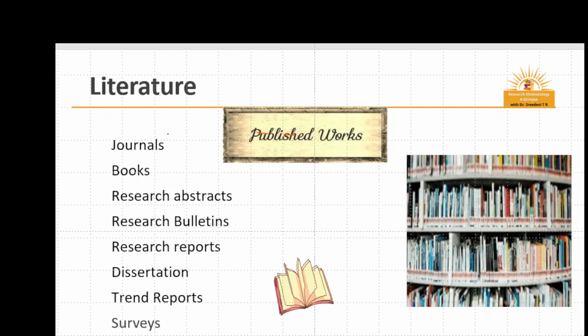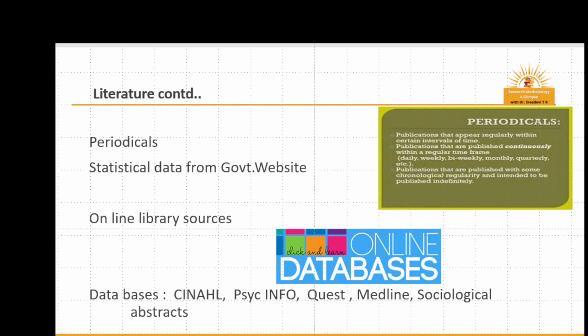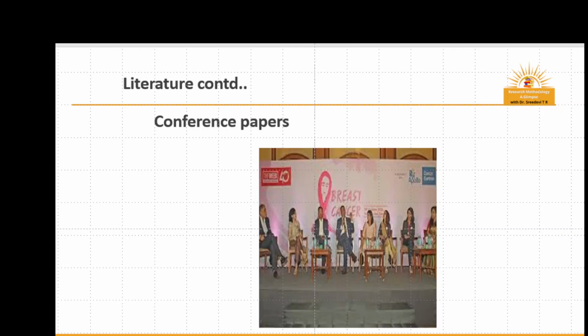So published works, journals, books, research abstracts, research bulletins, research reports, dissertation abstracts, trend reports, surveys, periodicals, statistical data from government websites, online library sources, databases like Psychlit, PsycInfo, Quest, Medline, sociological abstracts, conference papers, all these are rich sources of research problem with regard to literature.